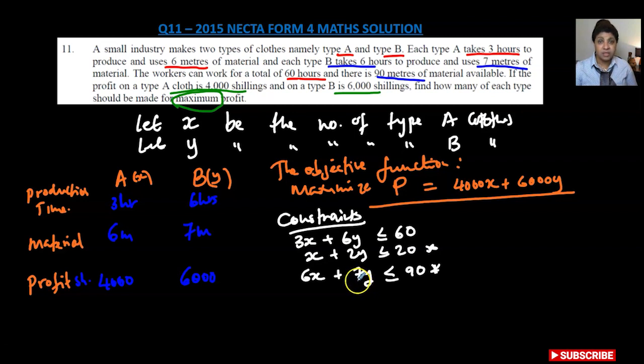The non-zero variables. So we can't have a negative amount of type of cloth. So that means x has to be greater or equal to 0 and y has to be greater or equal to 0. So these are now my constraints, these ones here. And I'm going to work with these together with that in order to come up with a solution for this industry. Okay, so let's go and graph this information then.